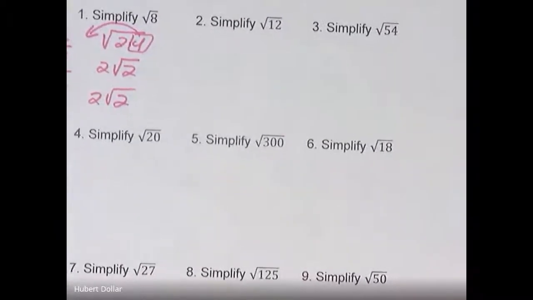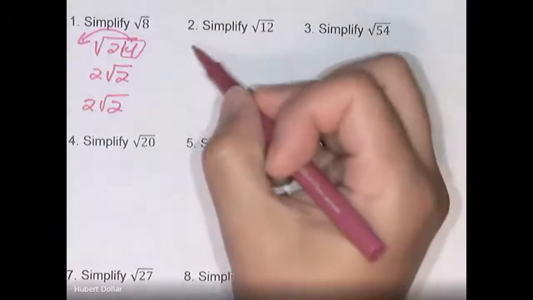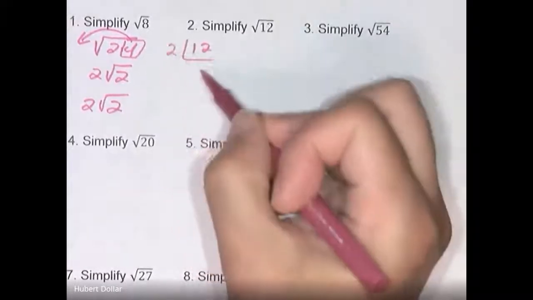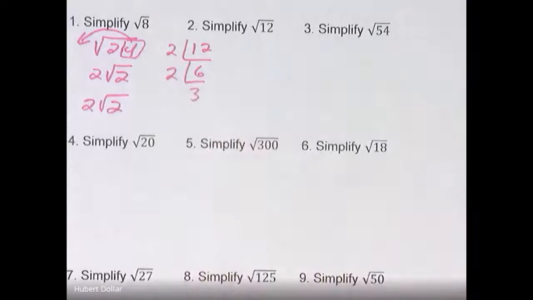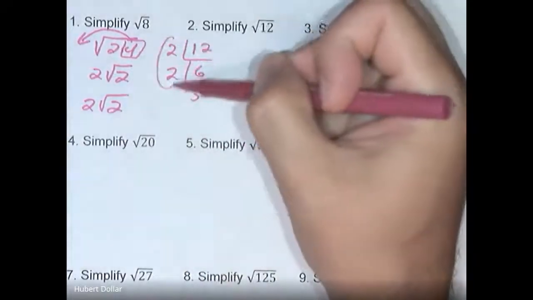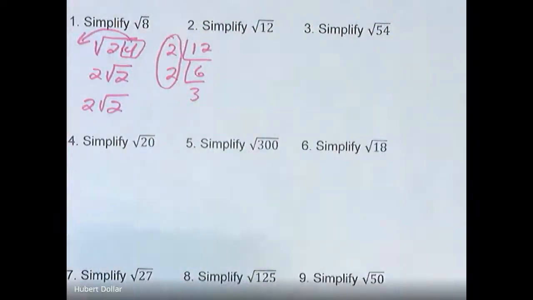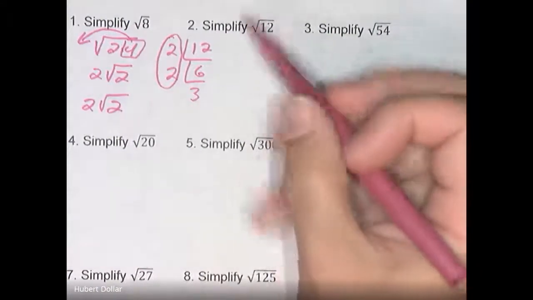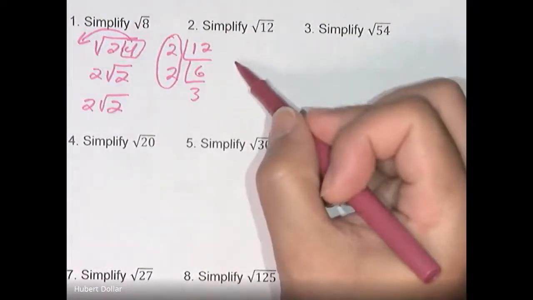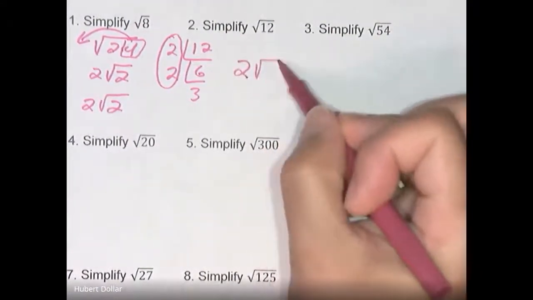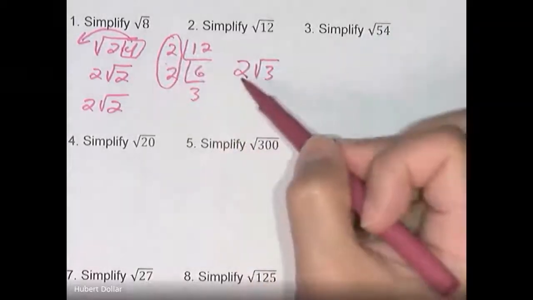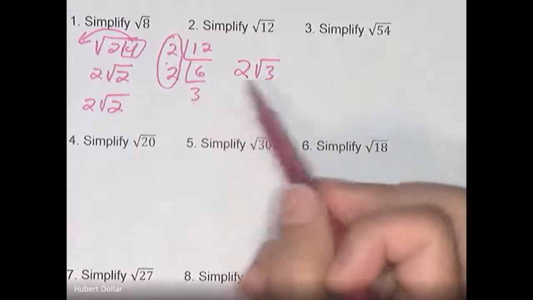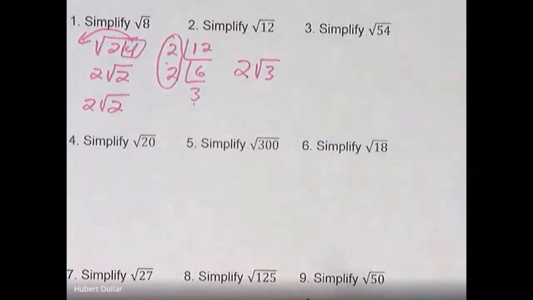So look at this next one, 12. Well, 12 divided by 2 is 6. 6 divided by 2 is 3. Because the 2's are being multiplied by themselves, they come outside the square root, because that's the definition of square root: what number is being multiplied times itself. So the 2 comes outside, and the 3 stays underneath. What you circle goes on the outside. What is not circled stays inside.